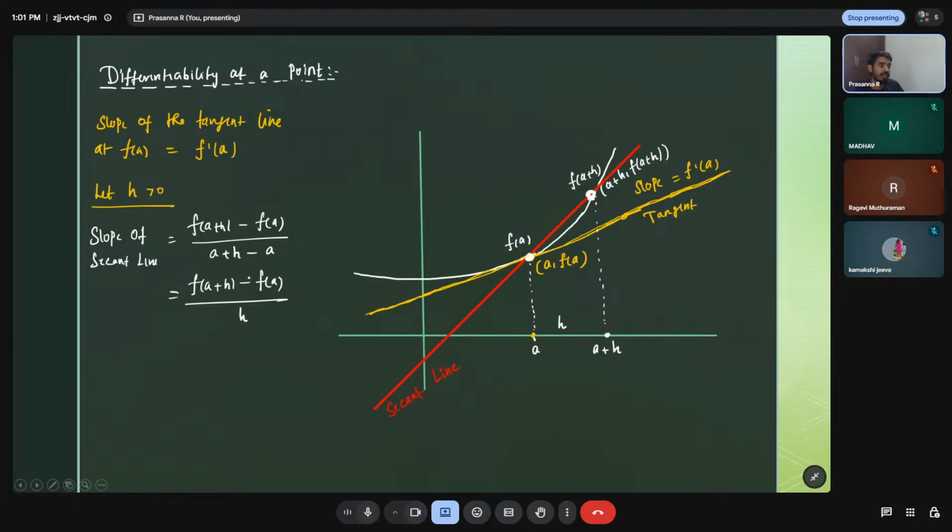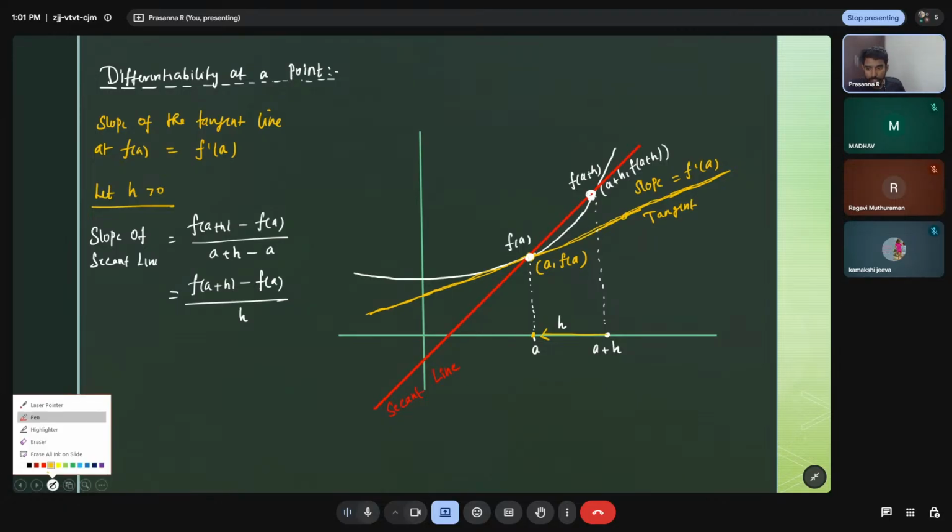We need to find the slope of the tangent line, but we have found the slope of the secant line, right? Now how to find the slope of the tangent line? Very simple. What happens if this a plus h becomes closer, closer, closer to a? Then the secant line will approach the tangent line. Can you visualize?